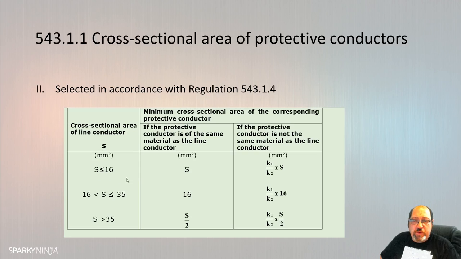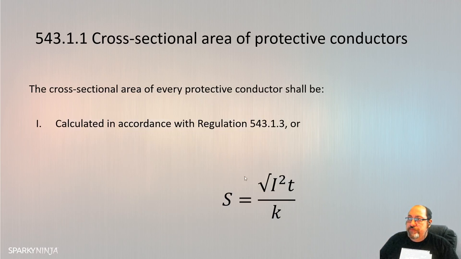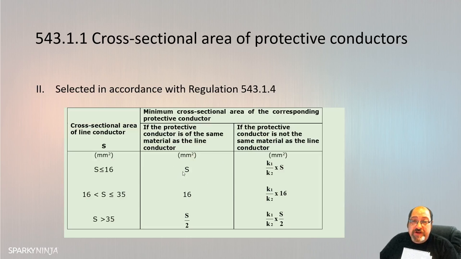So the simple selection procedure here, my twin and earth doesn't work. In fact, if you think about it, twin and earths go up to 16 mil. So any cable that is less than or equal to 16 mil must be the same size as the live conductors. This technically means any time you use a twin and earth with a smaller protective conductor, you should actually be using the adiabatic method. You should always verify your protective conductors with the adiabatic equation, because this method does not work. This table does not work.